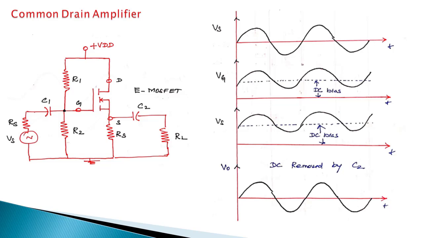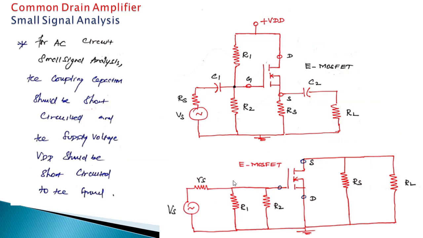So common drain amplifier is a current amplifier. It does not amplify the voltage, like a common collector amplifier. It is like a transistor common collector amplifier, which will amplify only the current. Similarly, common drain amplifier will amplify only the current. It does not amplify the voltage. This is a voltage waveform. Vs is almost equal to V0. So this is the operation and waveform of the common drain amplifier.